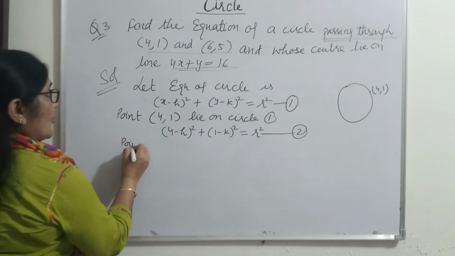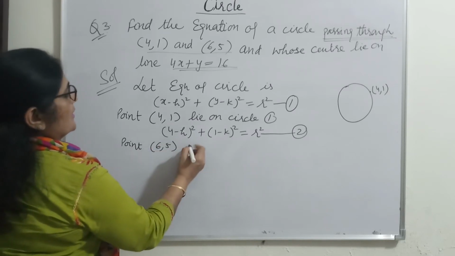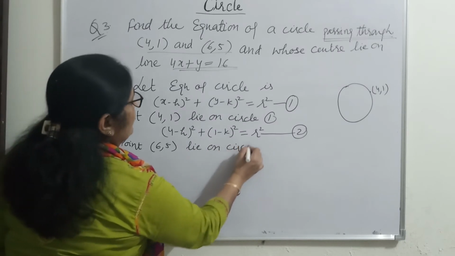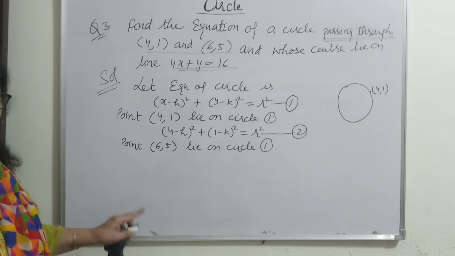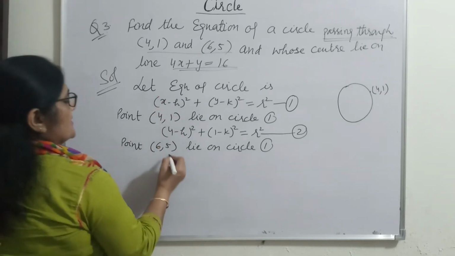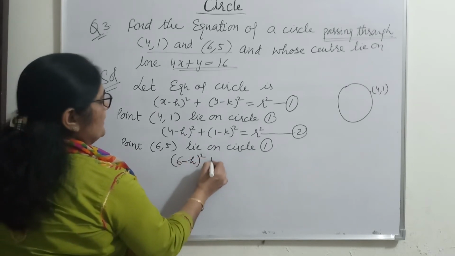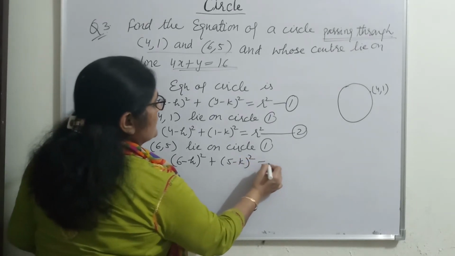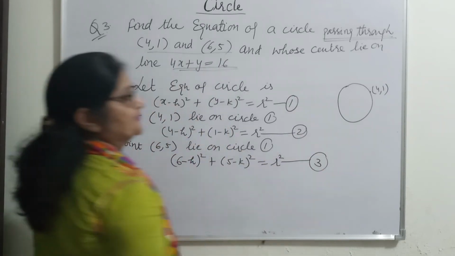Now point (6, 5) also lies on circle 1, so (6, 5) will also satisfy the equation of the circle: (6 - h)² + (5 - k)² = r². Let this be equation 3.